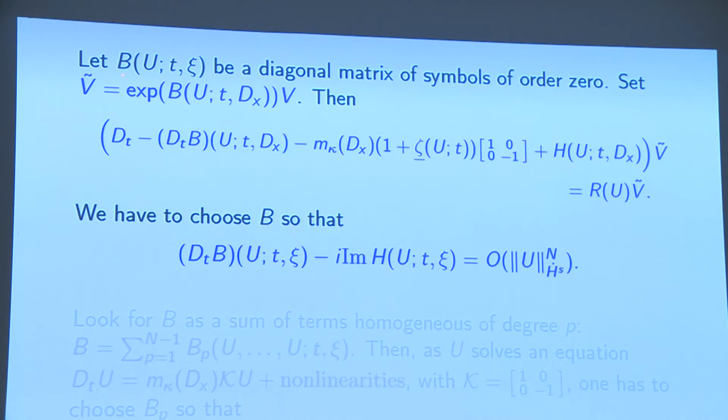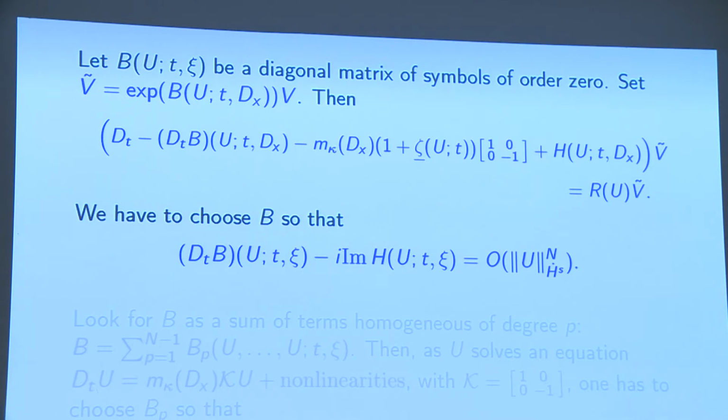So that the new unknown v tilde satisfies an equation which is capital dt minus dtb of u t dx minus m kappa of dx 1 plus zeta underline 1 0 0 minus 1 plus h of u t dx v tilde equals r of u v tilde.